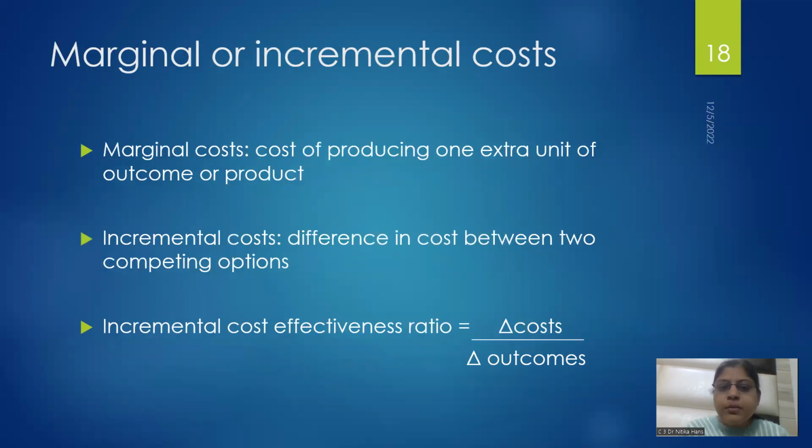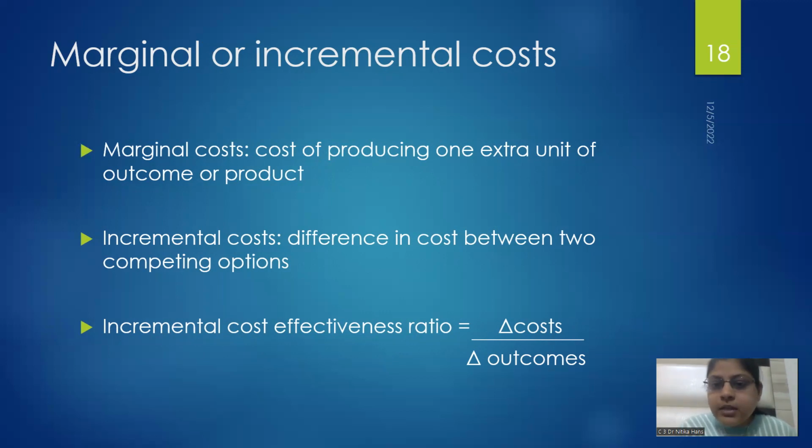Now, what are marginal costs? It's the cost for producing one extra unit of outcome or product. What is the cost of producing one extra unit? Like one extra patient stay in the hospital will be reduced if the better treatment is there. So what is the cost of producing one extra unit of outcome or product? That is the marginal cost.